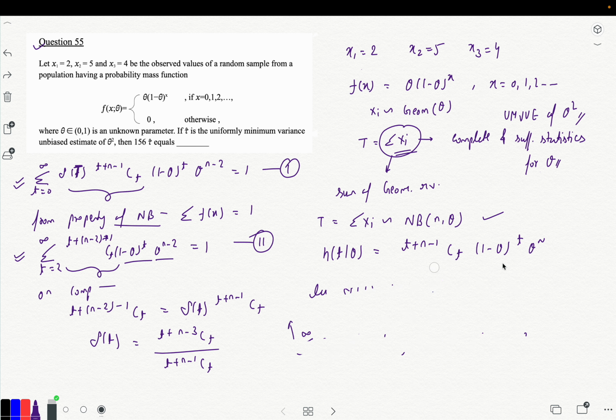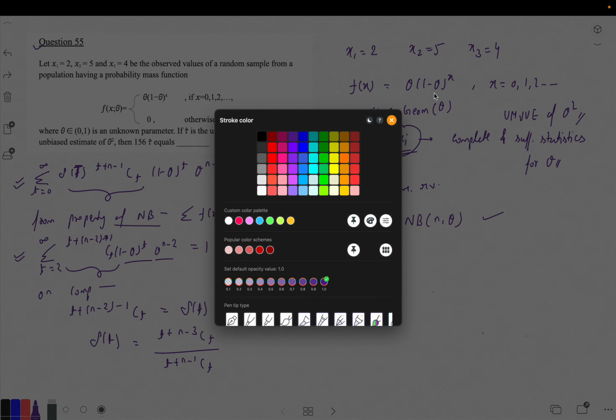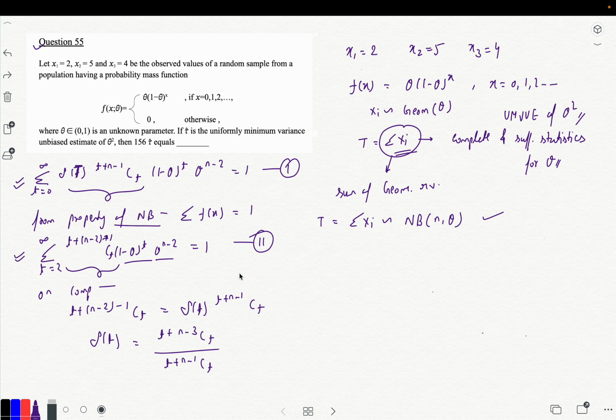Okay. So in this, what we have done, we have taken the negative binomial distribution to simplify all the things that we have, and we have used the property of the probability of the negative binomial, that the sum of negative binomial is going to be 1. So with respect to it, by using it, we got that delta t is equal to t plus n minus 3 ct upon t plus n minus 1 ct. Okay, let's simplify it further.